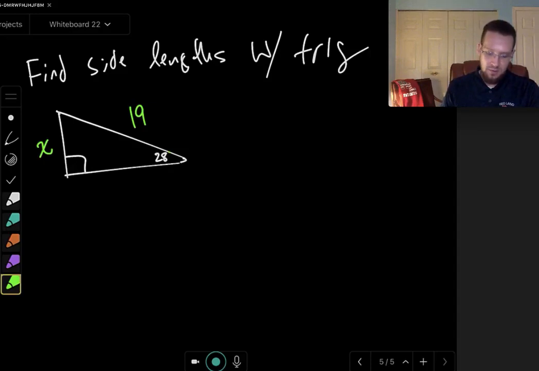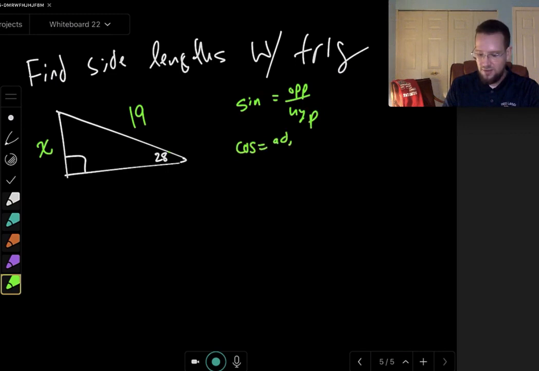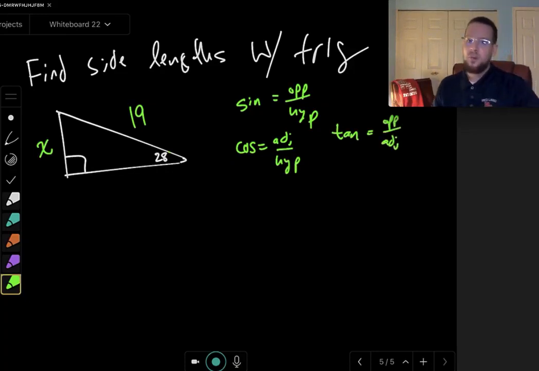And so what do we want to do? Well, first we want to find out which one of our trig functions we want to use. I'm just going to write them here. Cosine was adjacent over hypotenuse, and then finally we have tangent, and this is opposite over adjacent. So these are our possibilities.